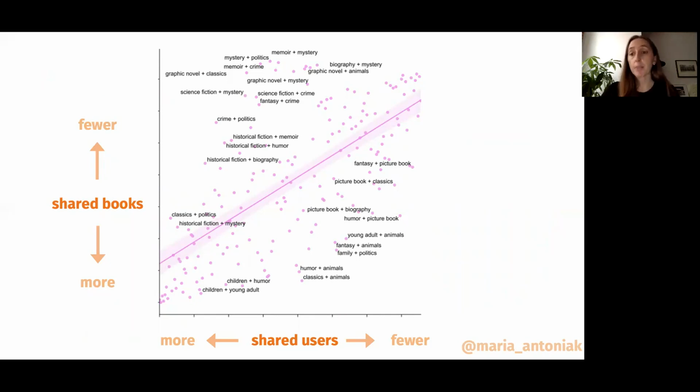As expected, these two features are correlated. If two genres share many books, they're also likely to share many users. However, we find some interesting outliers.